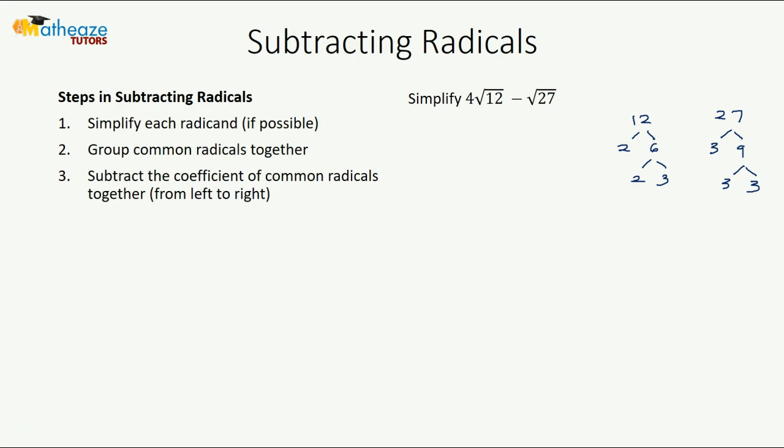So we're going to replace them with simplified radicals. So 4 square root of 12 becomes 4 times 2 square root of 3, minus 27 is 3 square root of 3. So we have 8 square root of 3 minus 3 square root of 3. Because the radicals are the same here, we have common terms. So now we can have 8 minus 3 square root of 3, which is 5 square root of 3.